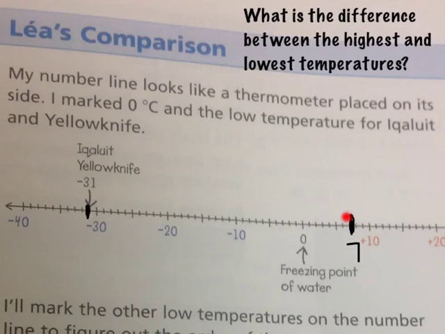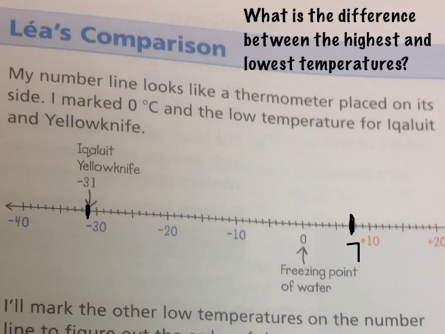So that's going to be 1, 2, 3, 4, 5, 6, 7, 8, 9, 10, 11, 12, 13, 14, 15, 16, 17, 18, 19, 20, 21, 22, 23, 24, 25, 26, 27, 28, 29, 30, 31, 32, 33, 34, 35, 36, 37, 38. So the difference is 38 degrees.